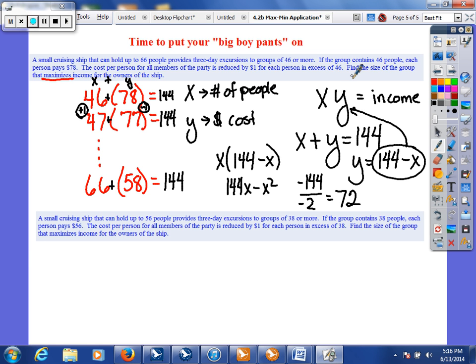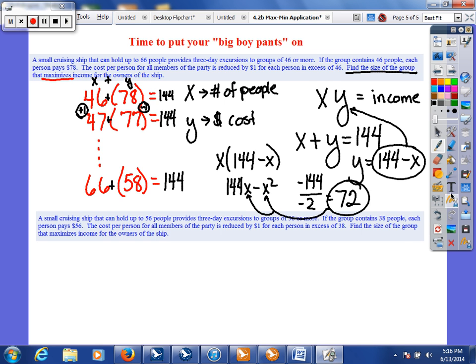Now notice what they're asking. Find the size of the group. That's it. Found it. If they said, what is the maximum income, I would do 72, and then I'd have to plug that back in to find the y, or back into my function right here to find my income. So it would be right here. And so I'd plug that 72 in if I wanted to find the maximum income. But really, I answered the question of 72, find the size. Okay, now pause it. Make sure you get that down, rewind it, watch it again.